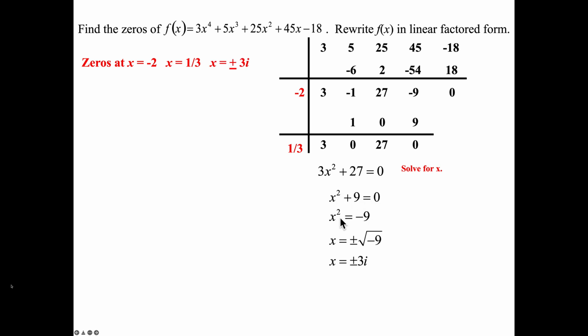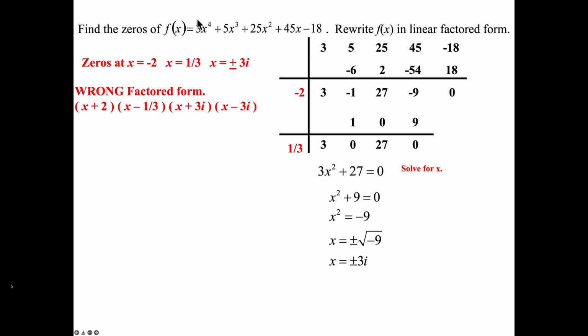Subtract over the 9. Take the square root of both sides, plus or minus the square root of negative 9. Well, the square root of a negative is the i. The square root of 9 is 3. So here are my two complex zeros. Now, a common mistake that is made when writing this in factored form is, oh, all I have to do is put binomials. So add over the 2, subtract over the 1/3. Add over a 3i, subtract over a 3i. Here's my factored form. Nope, that's wrong.